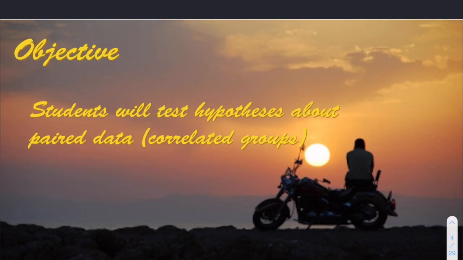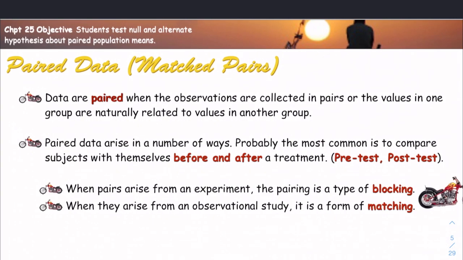So the objective is students will test hypotheses about paired data with correlated groups. If you think back to chapter 13, when we talked about observational studies and experimentation and how to conduct those, one of the things we talked about was paired data and blocking. So data are paired when the observations are collected in pairs or the values in one group are naturally related to values in another group.